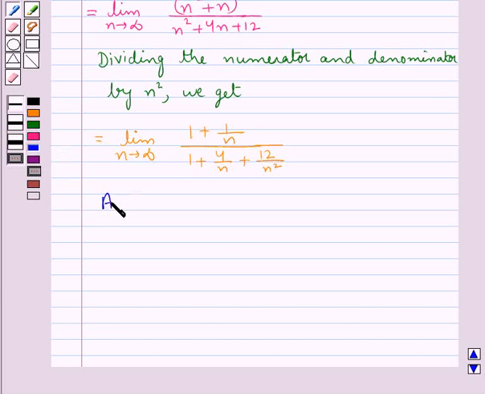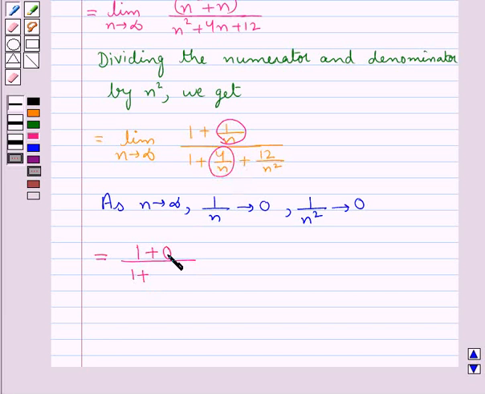Now as n tends to infinity, 1/n would tend to 0, also 1/n² would tend to 0, therefore this limit would be equal to (1 + 0), since 1/n would be 0, upon (1 + 0 + 0). So this is equal to 1.